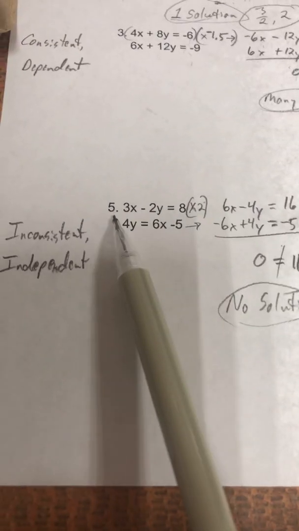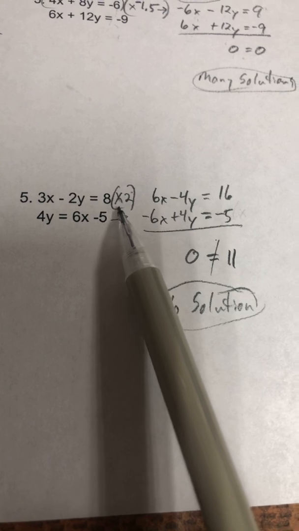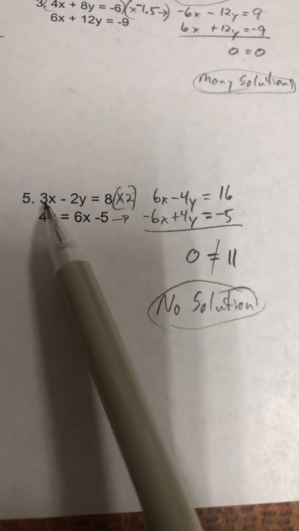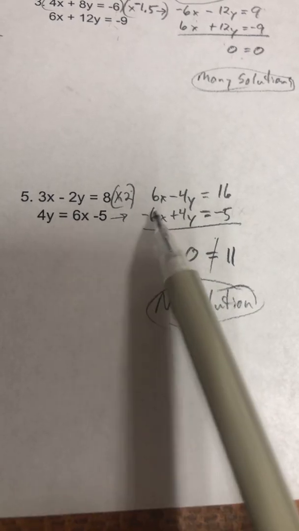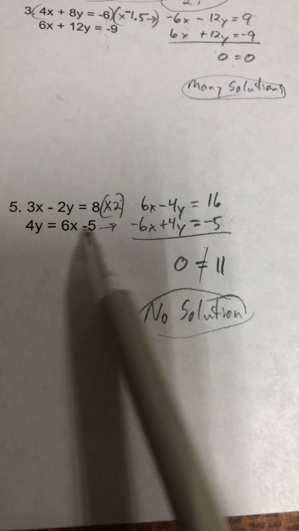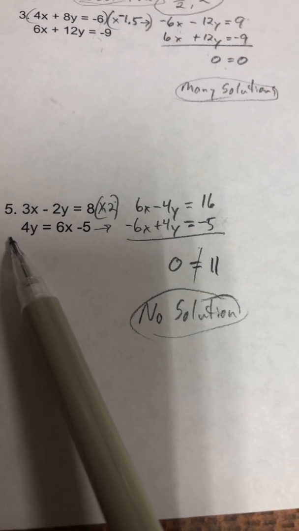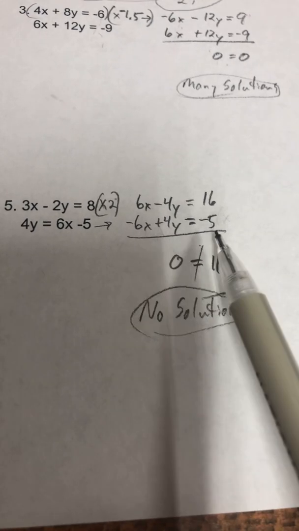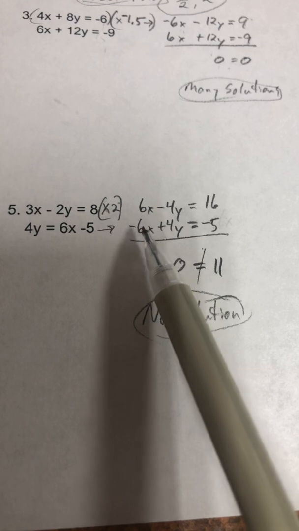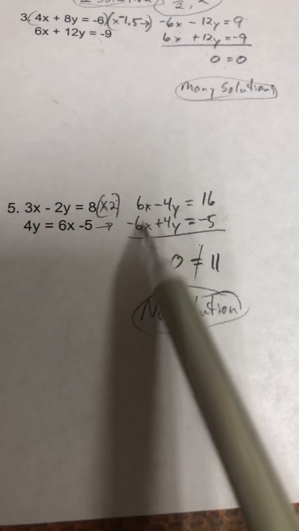Okay, for number 5, I changed the top one and multiplied everything by 2. When I multiplied everything by 2, my 3x became 6x, and that's what I was looking at. First of all, I had to change this one. Notice I had to bring that 6x over to this side of the equation, so that's why I wrote it that way. And I have a negative 6x down here, I'm just going to make that 6x so I can get rid of my x's, right?